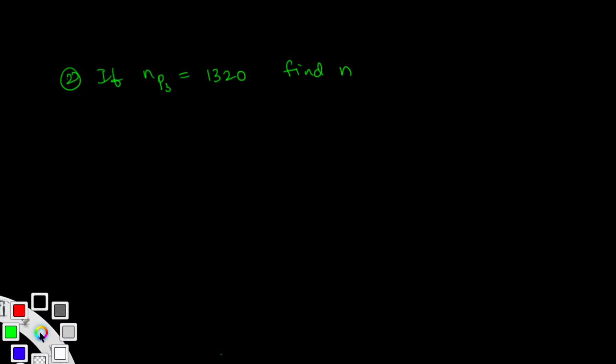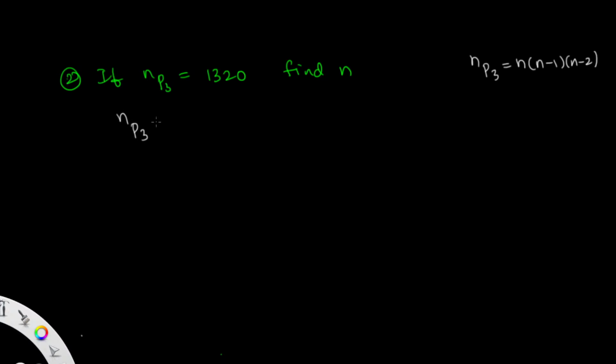What is the meaning of nP3? nP3 is nothing but starting with n, write 3 terms: the product of consecutive natural numbers, n, then the next numbers n minus 1 and n minus 2. In the same way, 1320 can be written as a product of 3 terms. 1320 is 132 into 10, and 132 can be written as 12 into 11, so 12 into 11 into 10.